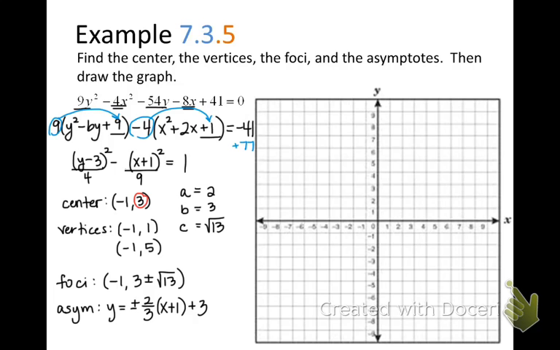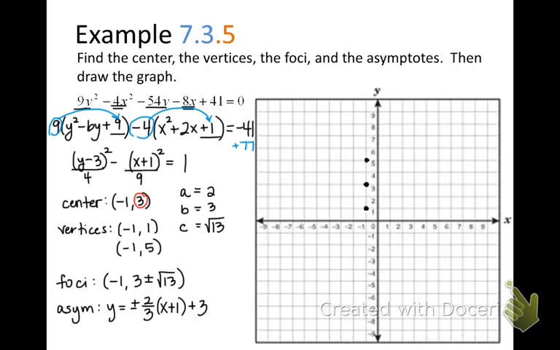So now I have to draw it. Okay? So I have a center at -1, positive 3. I have vertices at -1, 1, and -1, 5. My foci, it'll be easier for me, rather than to try and think of what 3 plus the square root of 13 is, just to think about what is the square root of 13 and count that out from the center, right? So what is the square root of 13 between?